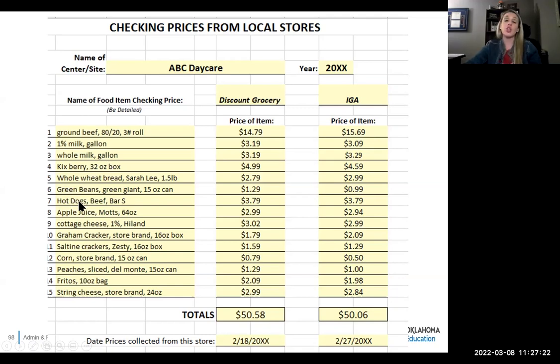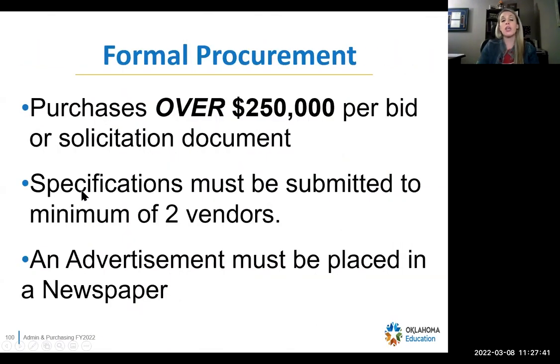If there is a brand that you really like, let's say you like the Bar S beef hot dogs and you're sending it to a vendor, you have to put Bar S equal to or better than, because not every vendor may have Bar S hot dogs, but they may have something that tastes equally as good. This is what a specification is, specifying what you want to purchase. So again, you have to have specifications, and even if you use a vendor under small purchase, you need to have specifications.